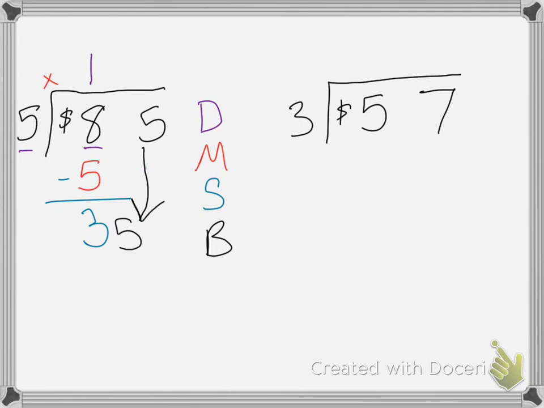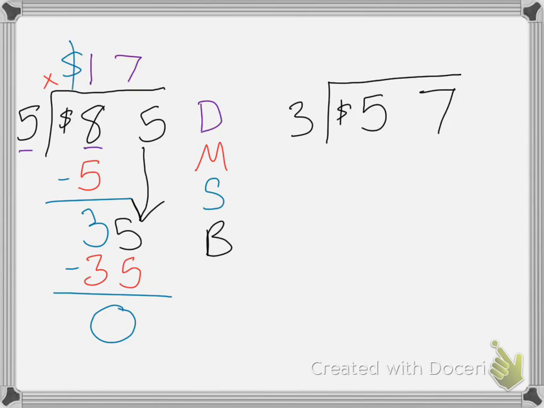Now we start over. 35 divided by 5 is 7. Now we multiply. 5 times 7 is 35. Subtract. 35 minus 35 is 0. And there's nothing left to bring down, so I'm finished. So my answer is $17.